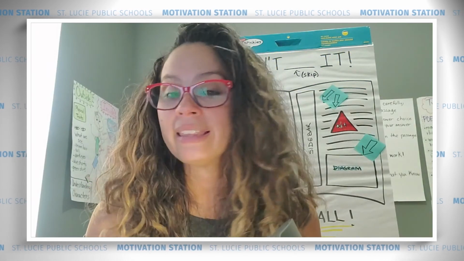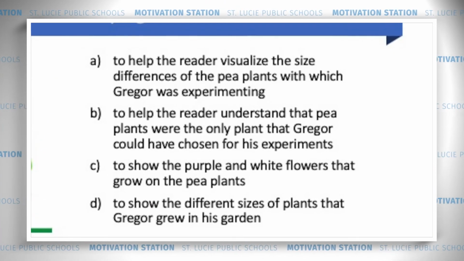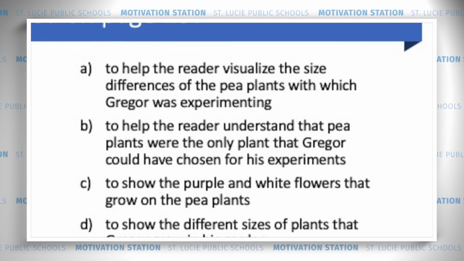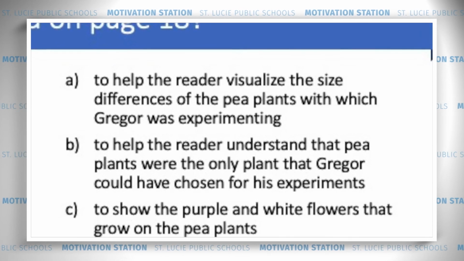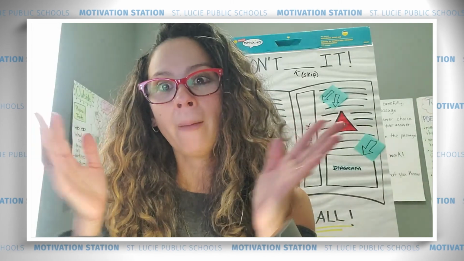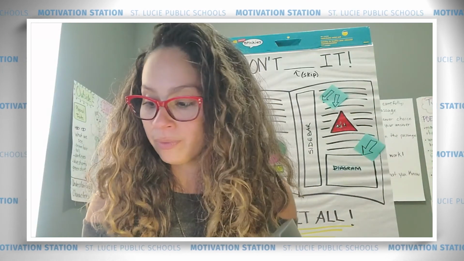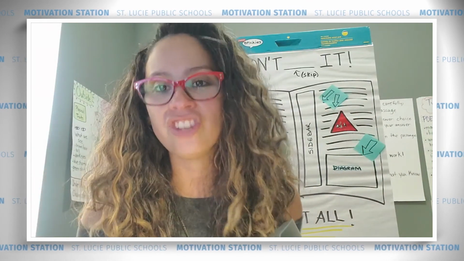Yes, guys, that's right. The answer is A, to help the reader visualize the size difference of the pea plants with which Gregory was experimenting. So now that I see which ones he put together, I can see that it didn't matter that he had a tall and a short plant. They all came out tall because of the dominant gene.